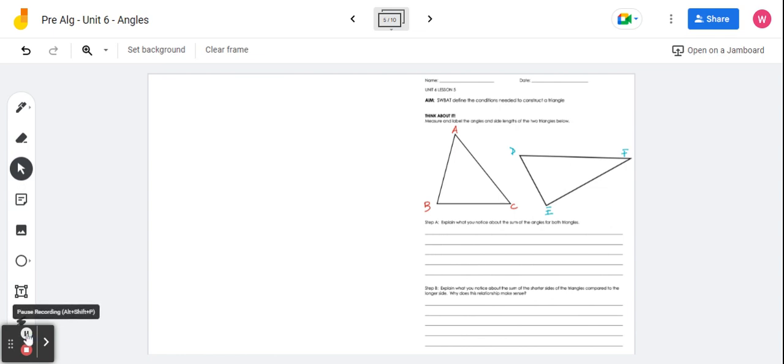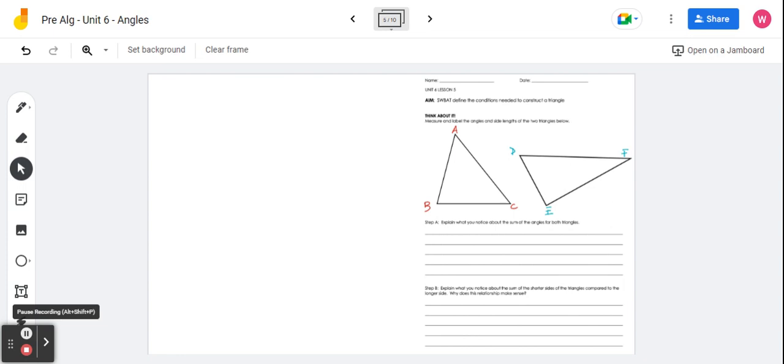So let's first start with the angles. Go ahead and measure each of the angles, angle A, angle B, and angle C. In step A, it asks us, what do you notice about the sum of the angles for angle A, B, and C for that triangle, and the sum of the angles of D, E, and F? What do you notice for both of them? What is the sum?